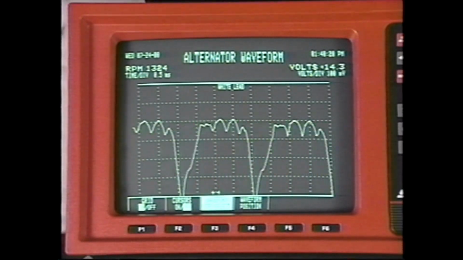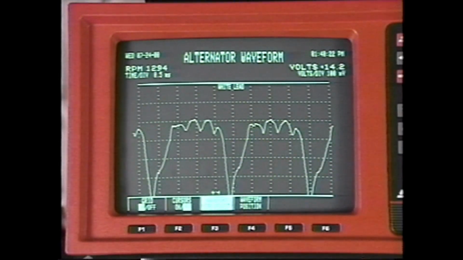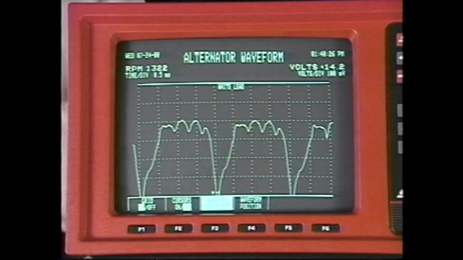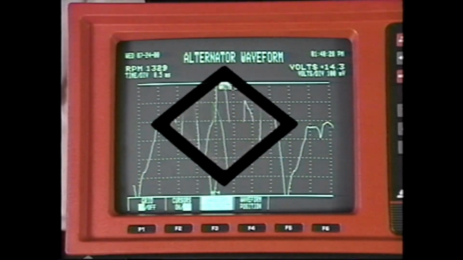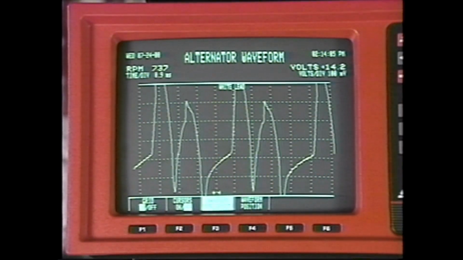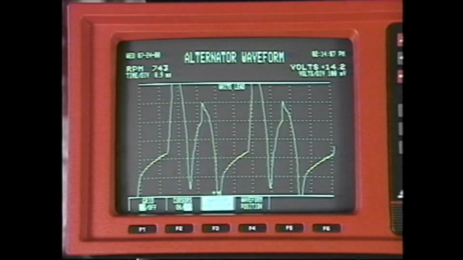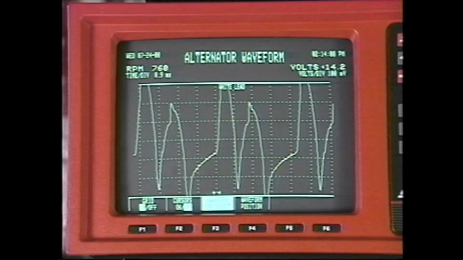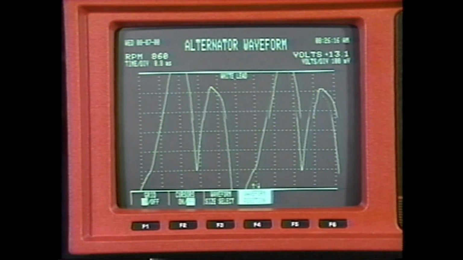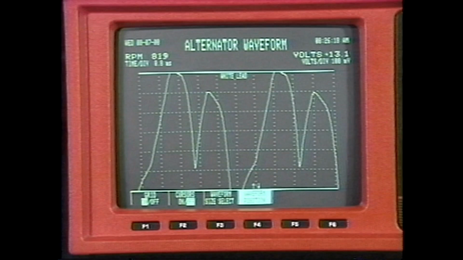Diode or stator problems create very abnormal waveforms. An open diode results in uneven ripples. A shorted diode allows the negative portion of the alternating current to flow into the output wire. An open stator winding results in fewer ripples.